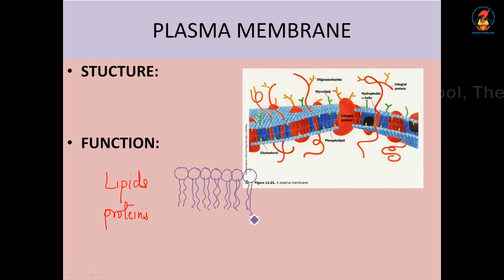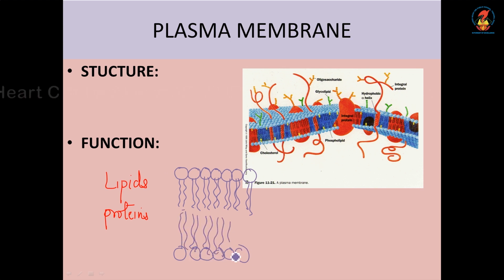Now the second layer of lipid, see, polar head facing outwards and a non-polar tail facing inwards. See, I have drawn two layers of lipids. So basically a lipid molecule comprises a polar head and the non-polar tail. See, and how the two layers of lipids are aligned, with the polar heads facing towards the outside and the non-polar tail facing towards the inner side. So that I have drawn the lipids. Now the proteins.